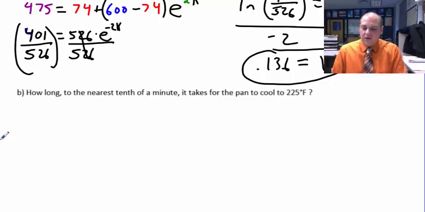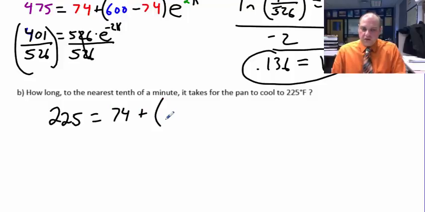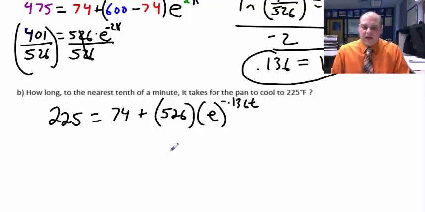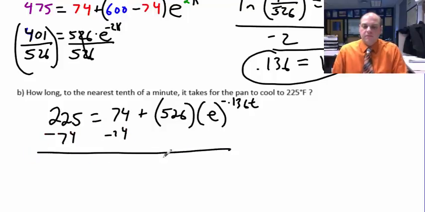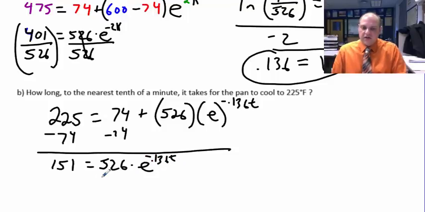And how long does it take the pan to get to 225 Fahrenheit? So that's the new temperature. We want it to equal 225. Same formula, same situation. So it's 526 e to the negative 0.136 t. We don't know how long now. Okay? So we're going to subtract 74. So we're going to get 151 equals 526 e to the negative 0.136 t. Divide out 526.